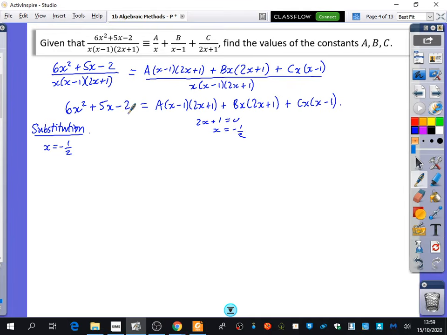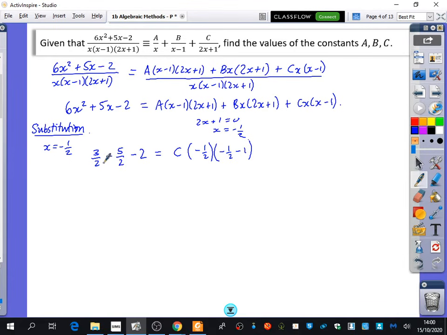Well, minus a half squared is a quarter, and 6 quarters is 3 over 2. 5 times minus a half is minus 5 over 2. Minus 2. So you don't really need a calculator, but... And which of these terms are going to disappear? The a is going to disappear, yeah? Anything else? And b is going to disappear. So we're now just going to have this bit, which is going to be equal to c multiplied by minus a half multiplied by minus a half minus 1.